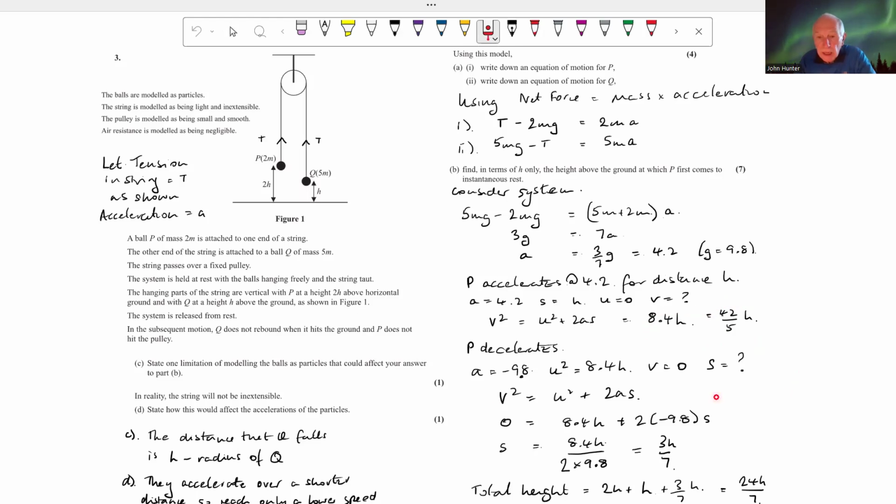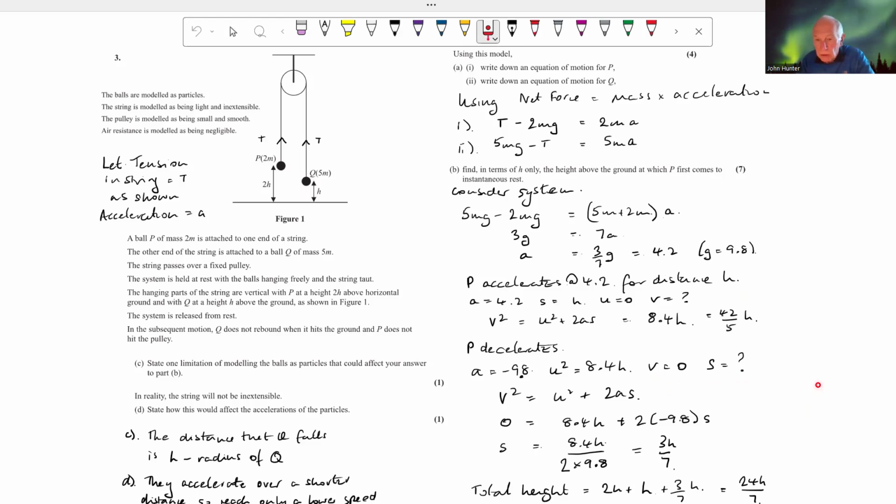Right, so now we're into the deceleration phase. Okay, and now in this situation, of course, it's the acceleration due to gravity. There are no other forces involved. The initial velocity for this phase is what we finished with last time, so that's u squared is 8.4h. The final velocity is when it's instantaneously at rest, when of course it's reached the top of its travel, and that's going to be v equals 0, and it's s that we are trying to find.